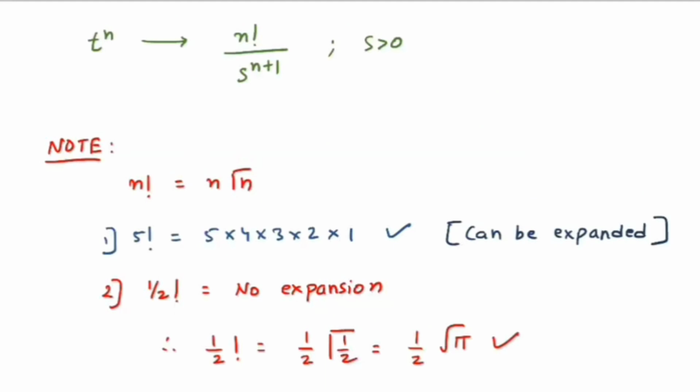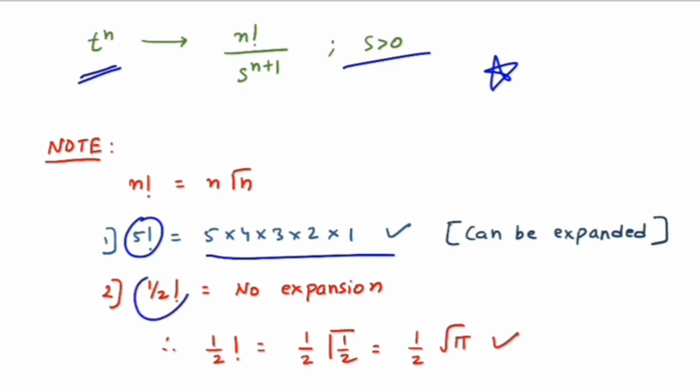Okay. Now moving forward to one of the important standard results, if the time domain function is t raised to n, the Laplace transform of that is n factorial upon s raised to n plus 1, where s is greater than 0. But you have to note this part. Whenever you have n factorial, let's say 5 factorial, you can expand it without any problem. 5 into 4 into 3 into 2 into 1, no problem, right?